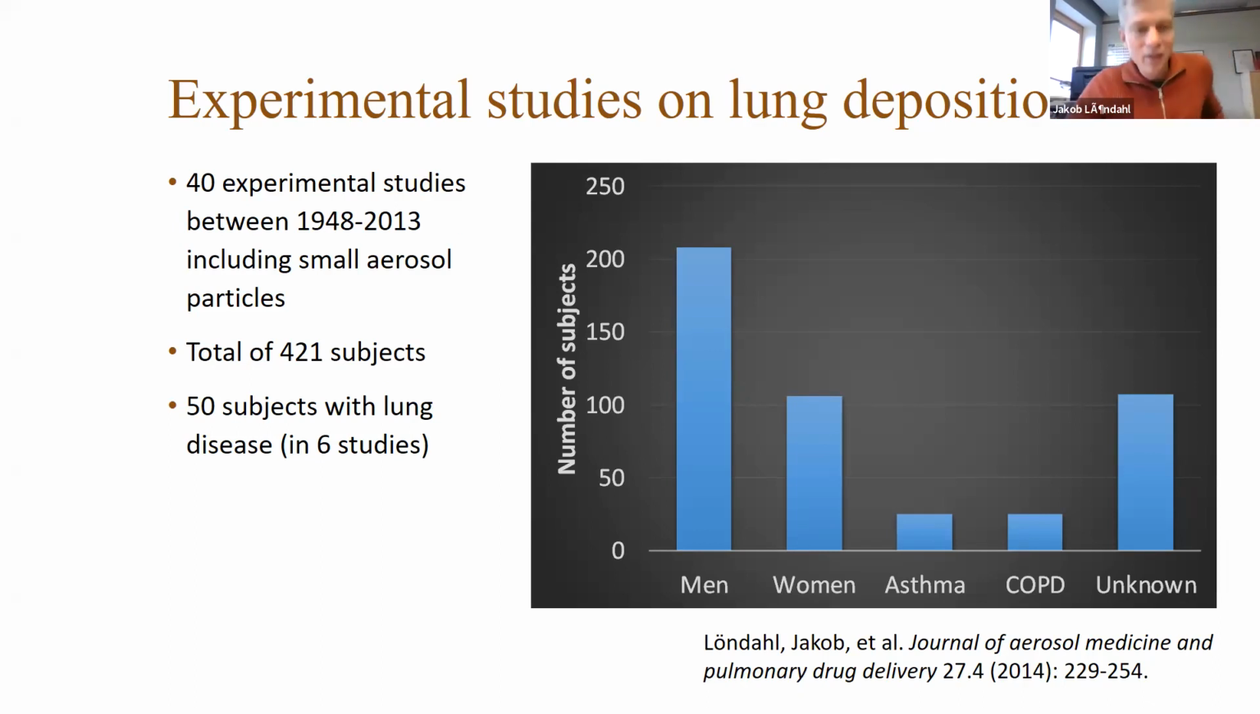Basically this covered, I think, the majority of all the experimental studies in the area. In total, these 40 studies that I found after some work digging in the databases included 421 subjects. The majority were men. A large part of the studies did not include any information at all about what type of subjects or volunteers were included. Basically, I think, because many of the experimental groups were physicists, and they didn't care much about reporting information about the subjects. So in the best case, there was something like age, but often much information was missing about gender or lung disease, smoking, etc. Of all these 420 subjects, 50 were reported as having lung disease, from 6 studies, half of them with COPD and half of them with asthma.